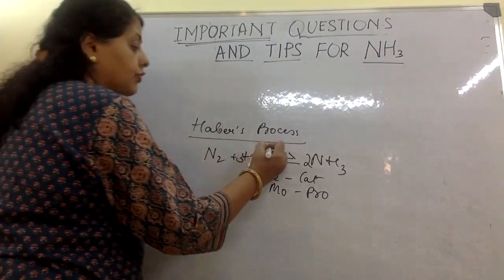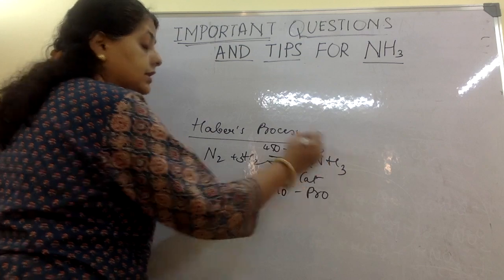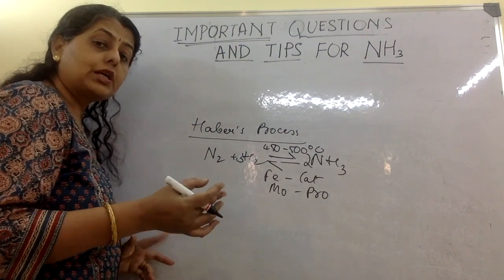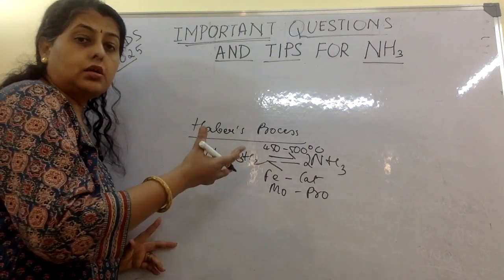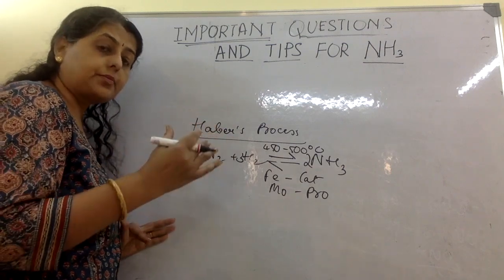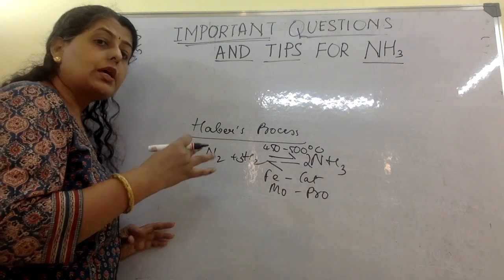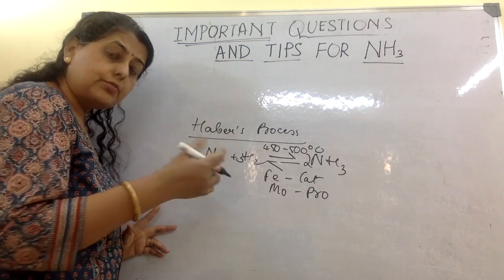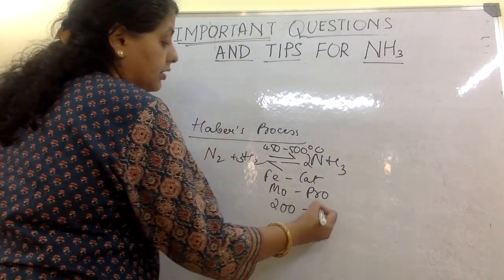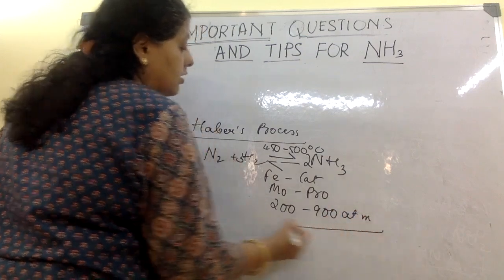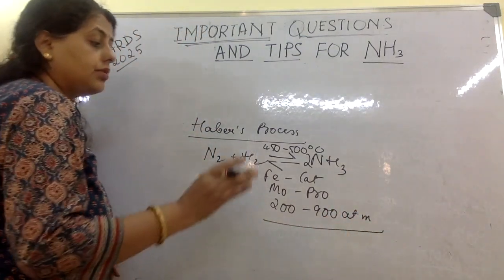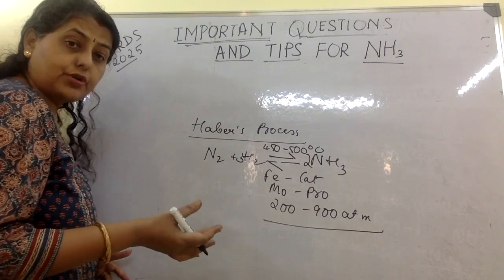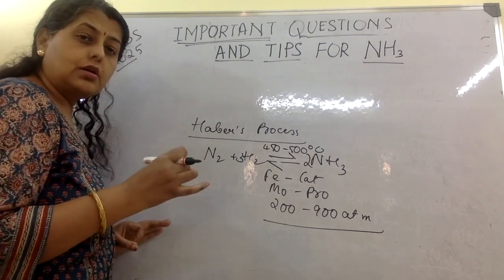450 to 500 degrees centigrade, that is optimum. If you raise the temperature, you do get more amount of ammonia, but then there is a chance that the entire setup of the production unit might develop cracks if you are increasing the temperature and also increasing the pressure. 200 to 900 atmospheres of pressure. This is the most important reaction in ammonia.